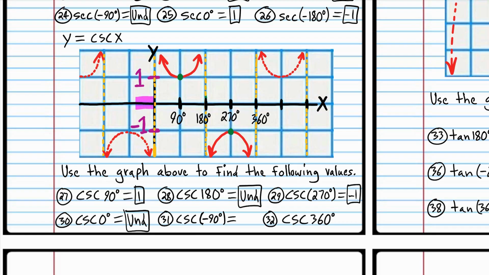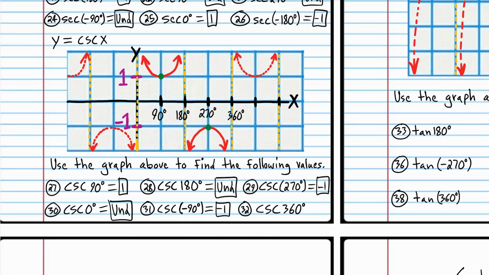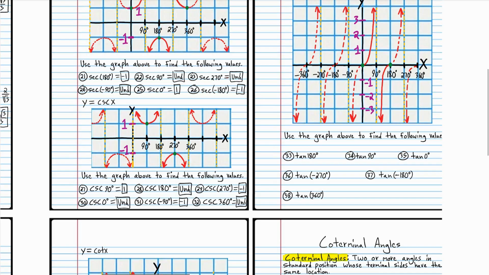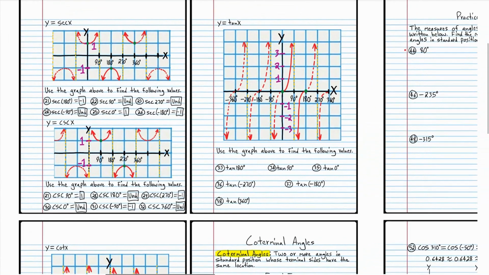-90, we go to the left one box, and what is the corresponding y value of the point on the curve? It's -1, because we had to go down to get to the curve. Cosecant 360, move out 90, 180, 270, 360. We have an asymptote there, so again, it's undefined. All right, so if you got those answers, good.